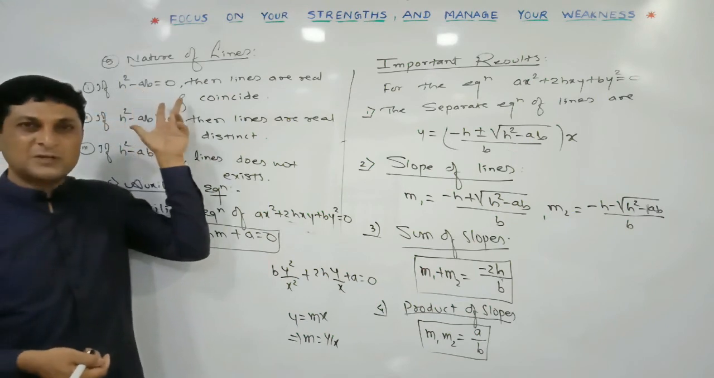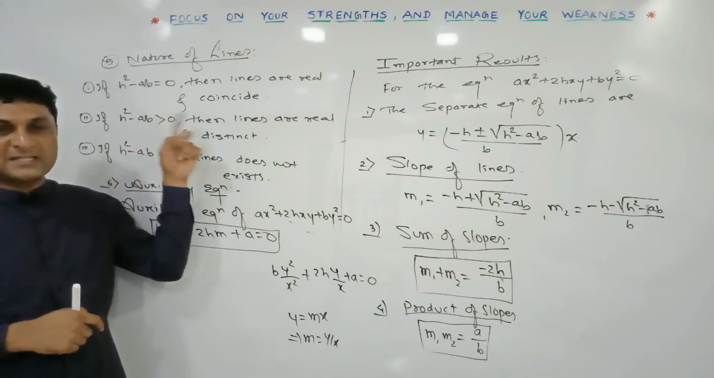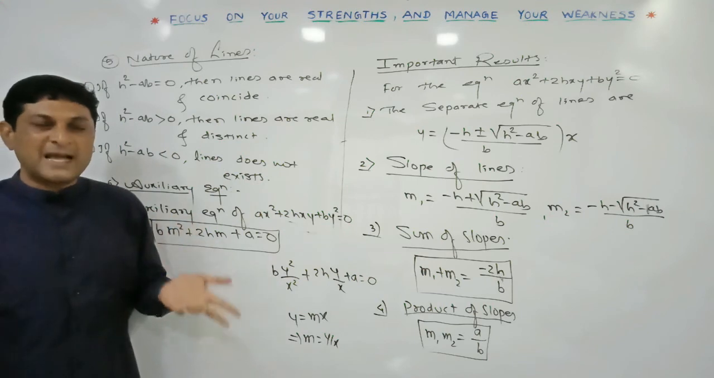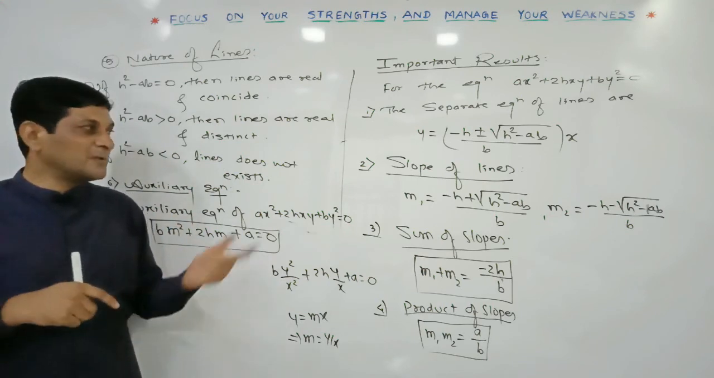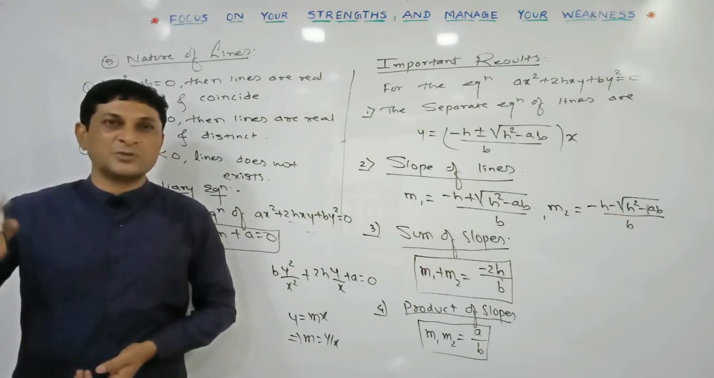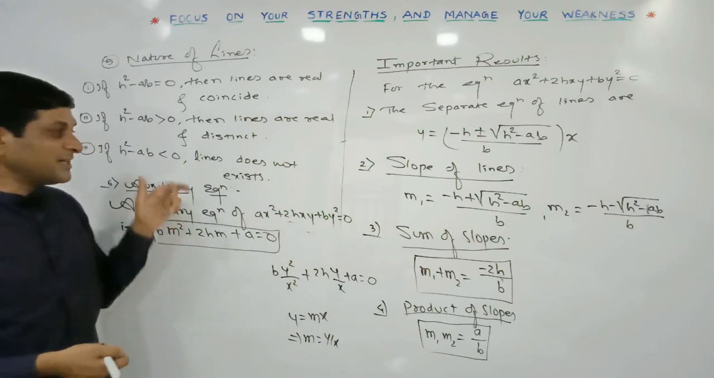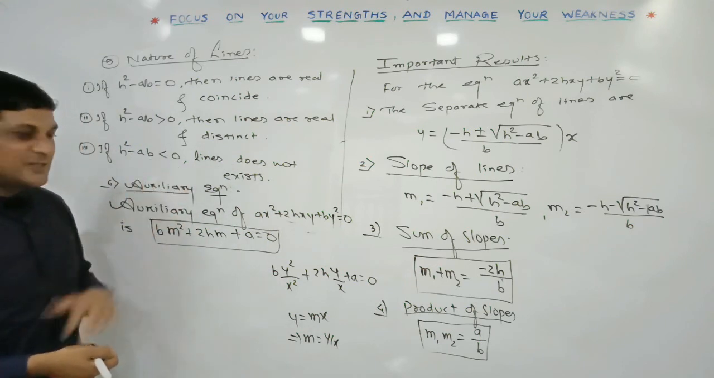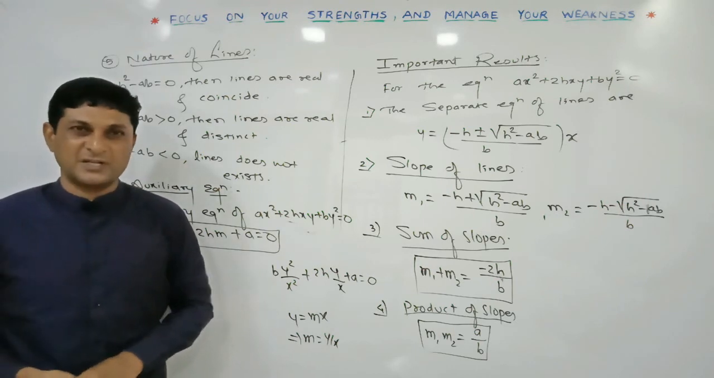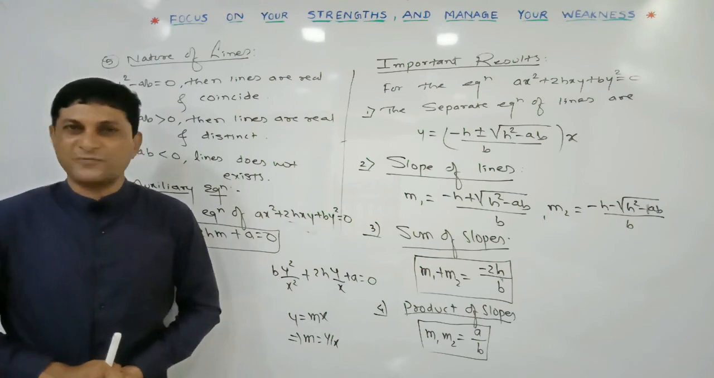If this value is equal to 0, lines are real and coincident. If it is positive, lines are real and distinct. If h square minus ab is less than 0, at that time lines are imaginary, or in other words we can say that line does not exist. Sometimes in an option, if the words lines are imaginary are used, that option is also correct if h square minus ab is less than 0. And lastly we have seen the auxiliary equation of the homogeneous equation. Applying all these formulas, now we are solving the examples from our first exercise.